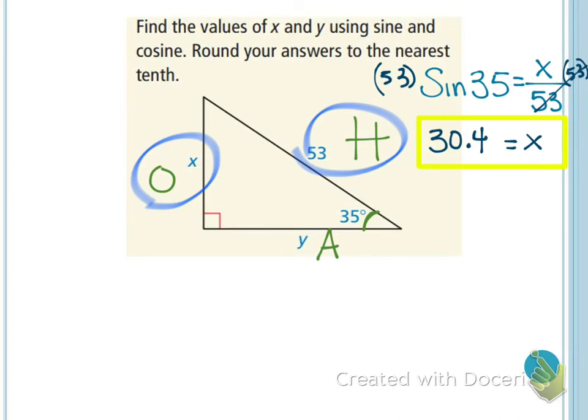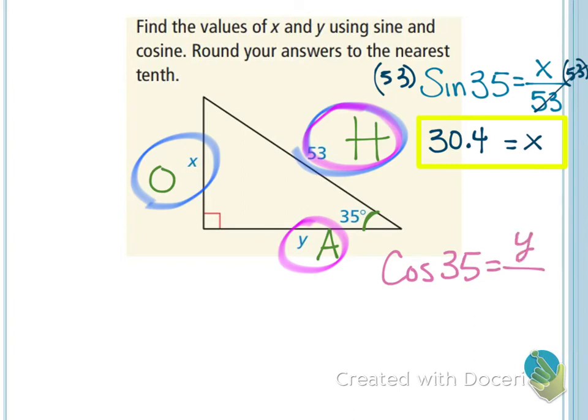All right, and then we want to find y. Again, always use the side they gave us. So which trig ratio am I going to use to solve for y? I have my adjacent and my hypotenuse. Cosine. Cosine of 35 degrees equals the adjacent, which is y, over the hypotenuse, 53. Do I need to flip this? No. Just multiply by 53. So 53 times cosine of 35.